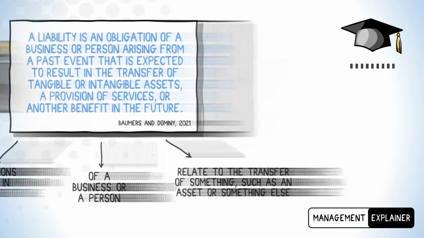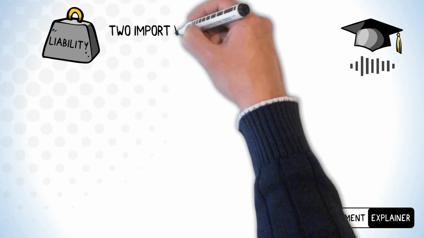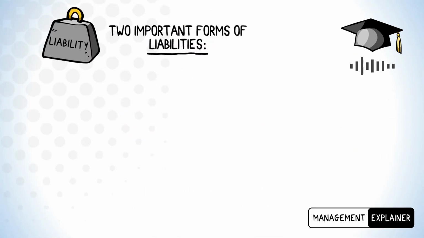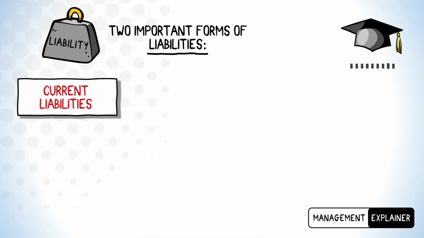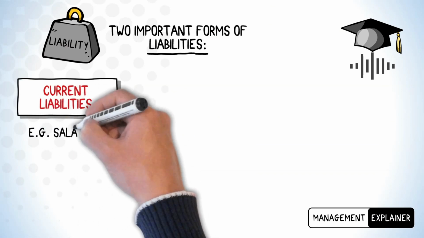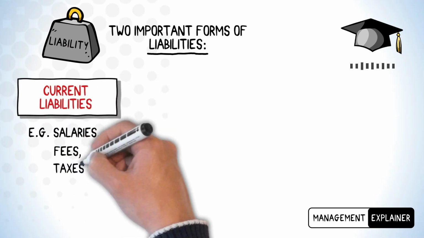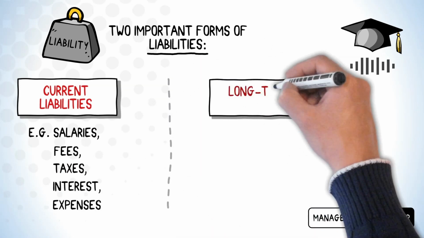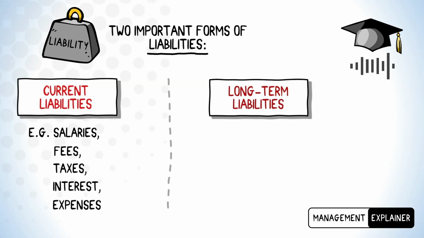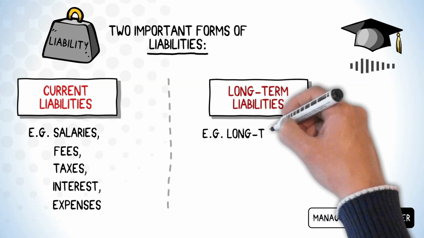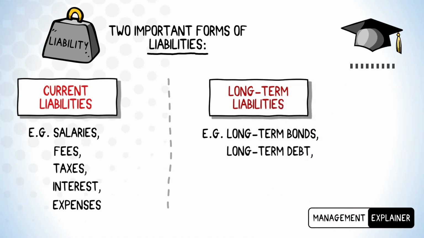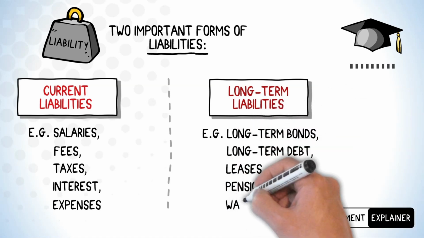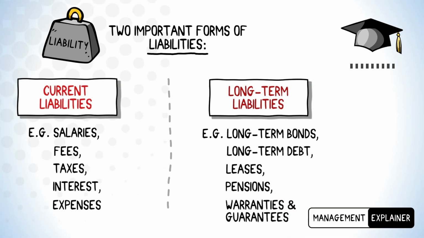Here are two important forms of liabilities that most managers know. Current liabilities are liabilities that are expected to be settled within 1 year. This normally includes salaries, fees, taxes, interest payments due within a year, and expenses for purchases. Long-term liabilities, on the other hand, are liabilities that are not expected to be settled within 1 year. Long-term liabilities include long-term bonds, long-term debt, leases, pension obligations, and warranties and guarantees.